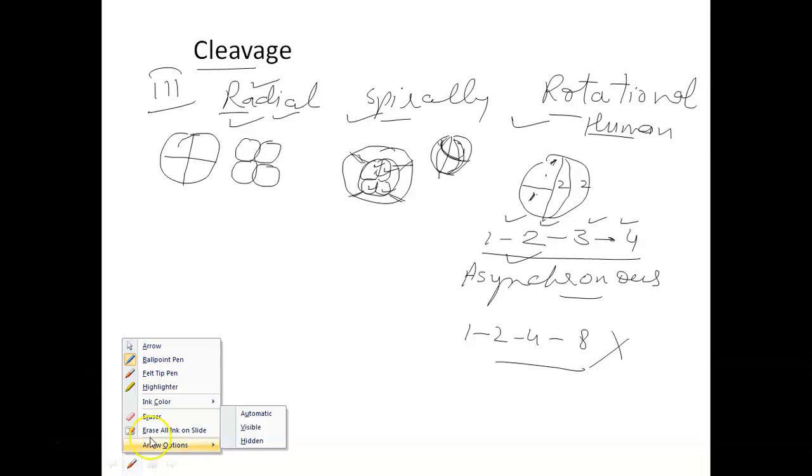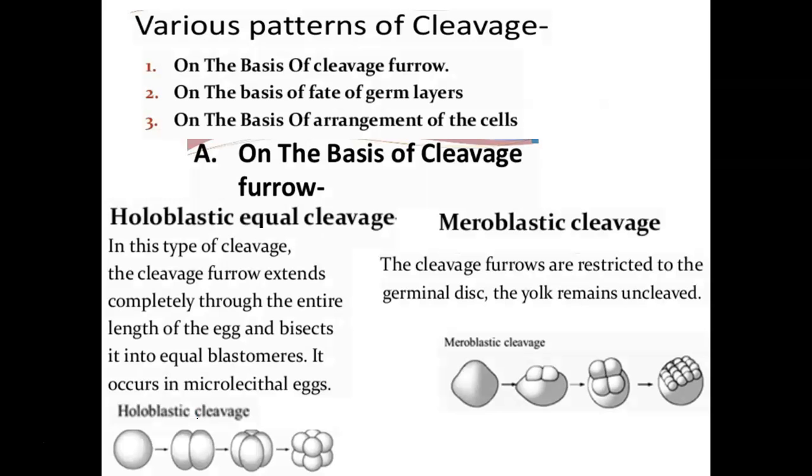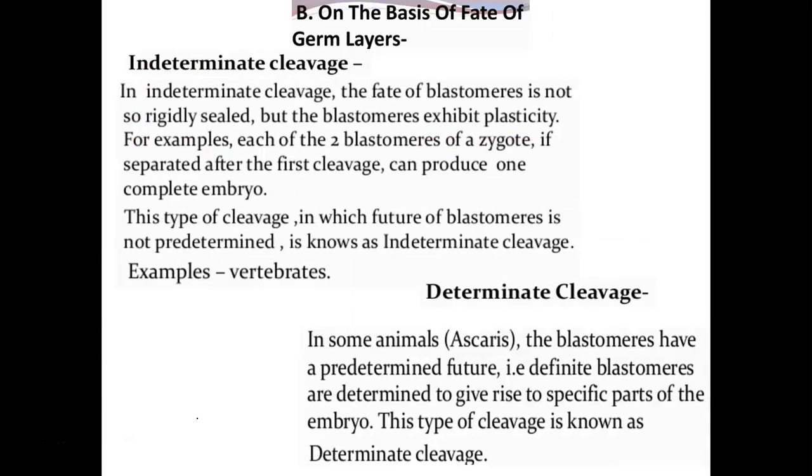Now we have studied three types of classification of cleavage. Here is the slide, you can see. The various patterns: holoblastic and meroblastic. Holoblastic is complete cleavage, which occurs in humans. Meroblastic is when the cleavage furrow is restricted to the germinal disc and the yolk remains uncleaved. The second type, indeterminate, is where stem cells are formed in the early embryo, so that if the embryo is broken down, each cell is capable of forming a complete organism, as in vertebrates. Determinate type is where the blastomeres have a predetermined future from the beginning, and if the embryo is broken down, there will be a defect in the organism.